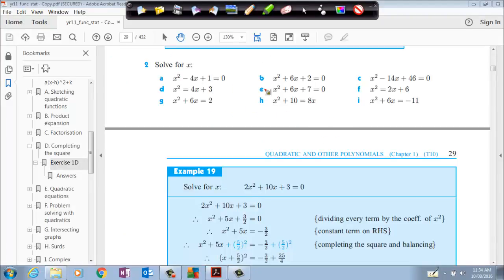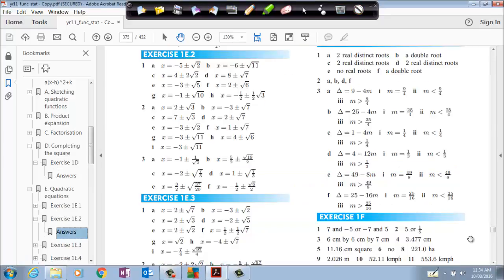Okay, so you try and find the x-intercepts or solve the equation for 2. And here are the answers to 1E2. Question 2. There's 2 plus or minus root 3 that we did, and there's the others all the way down to I.